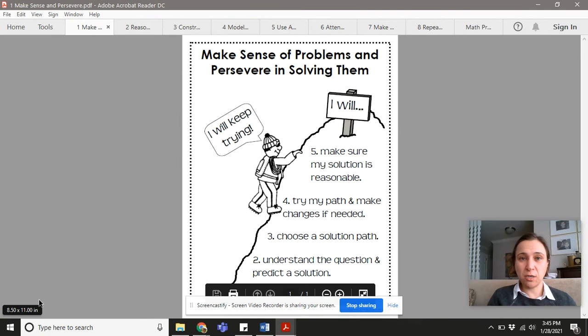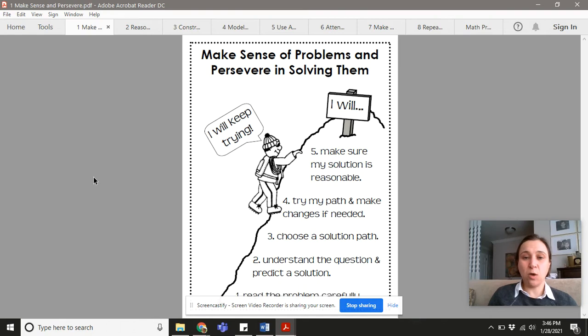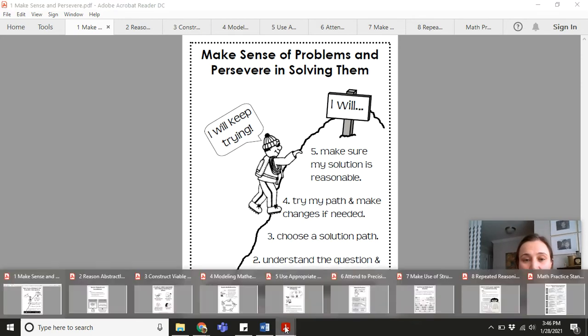The first poster is for make sense of problems and persevere in solving them. Now, this poster just touches on a couple pieces for this practice, but it basically says that we should be able to read a problem carefully and make sense of it, not just apply some quick tricks to solving. Understand the question that it's asking, and then try a solution path and know if that solution path is working or not, and know when we need to try a different path. When we get an answer, we then determine if our answer is reasonable or not.